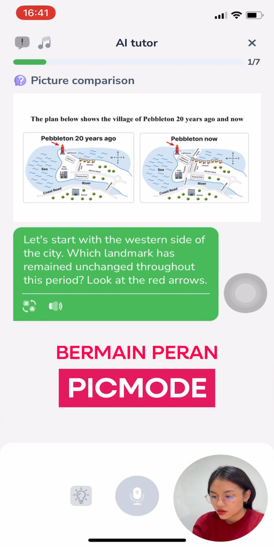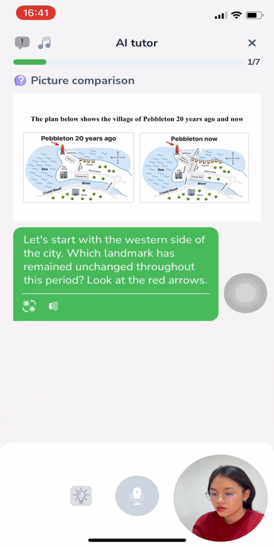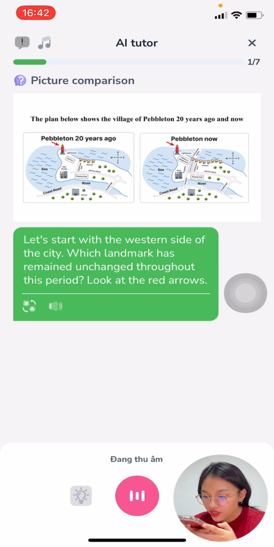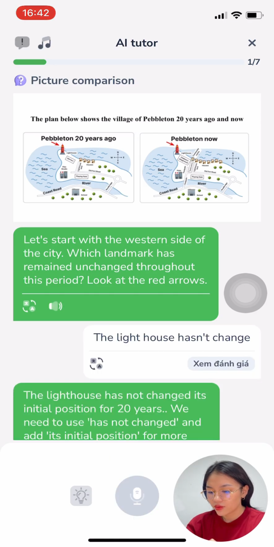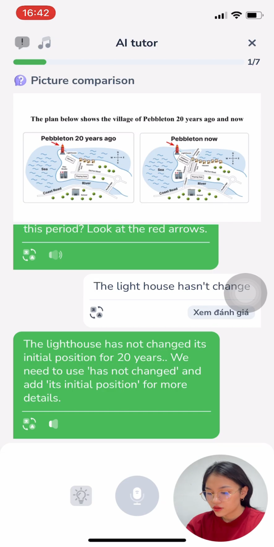Let's start with the western side of the city. Which landmark has remained unchanged throughout this period? Look at the red arrows. The lighthouse hasn't changed. The lighthouse has not changed its initial position for 20 years. We need to use has not changed and add its initial position for more details.